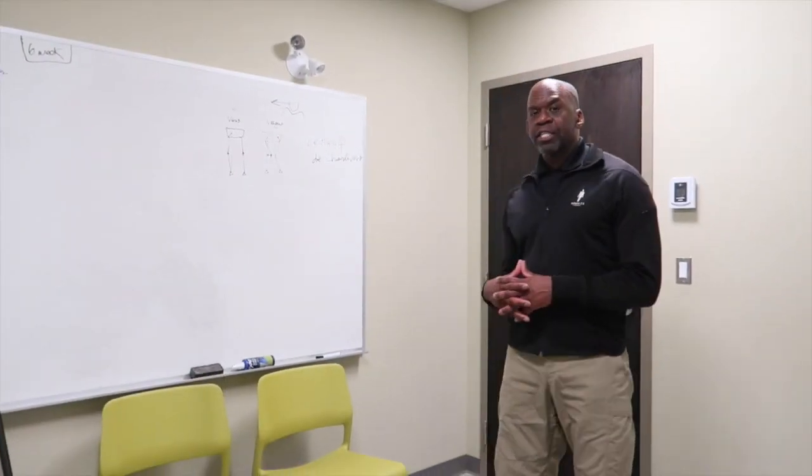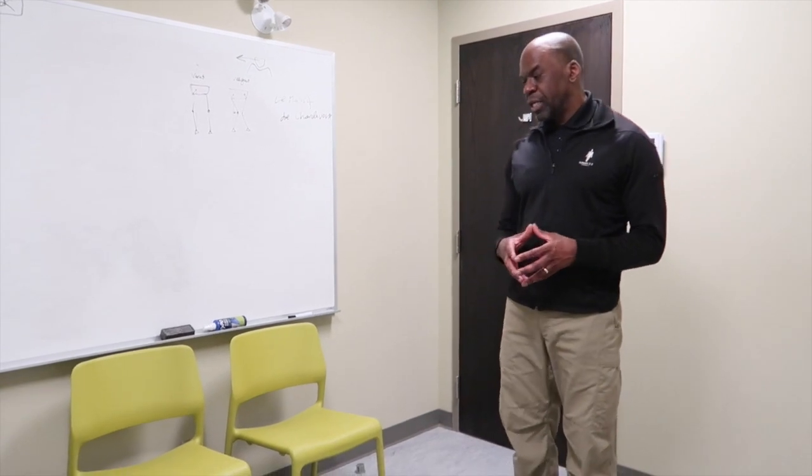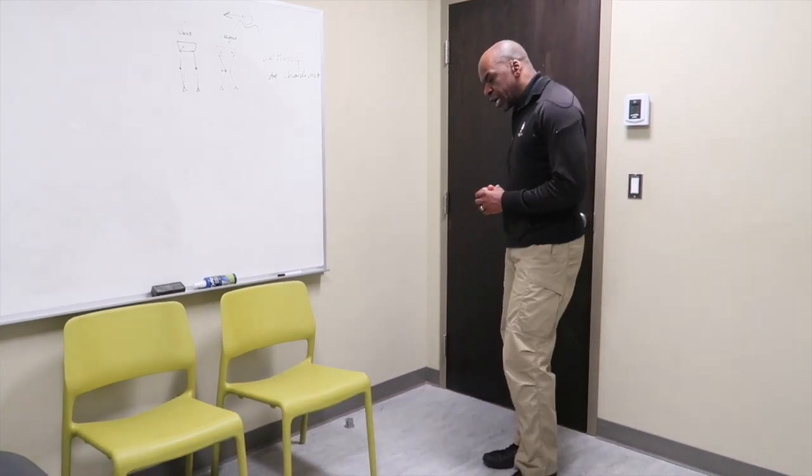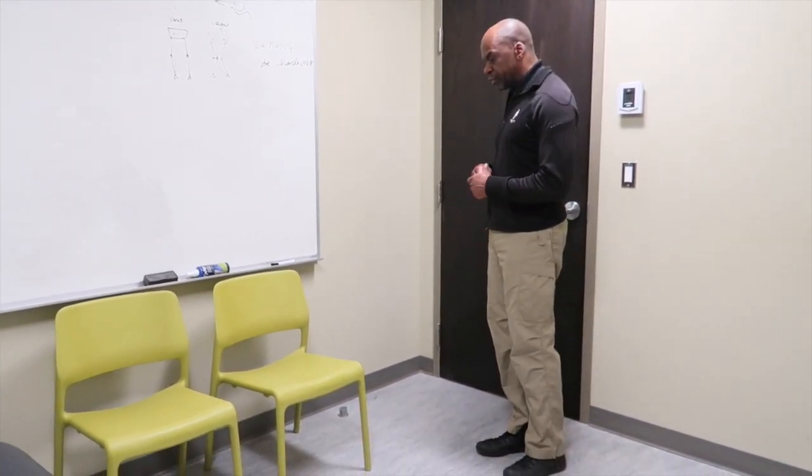So for the last 2 exercises that we're going to do, these are both going to be lower extremity exercises for flexibility. So the first one that we're going to do is going to be a hamstring stretch, and you can do that one standing in front of your chair.